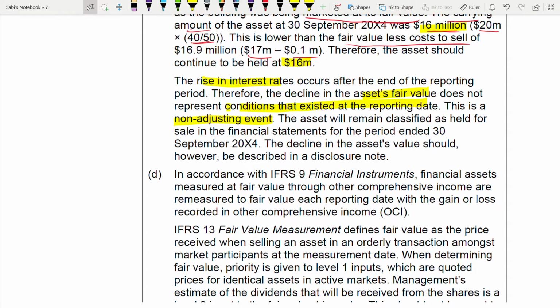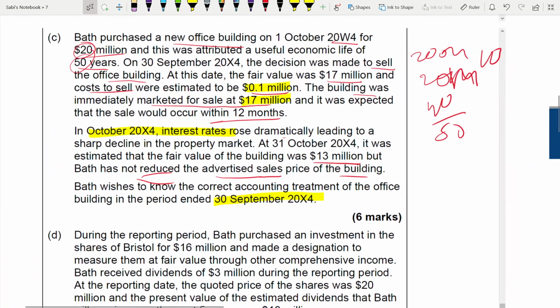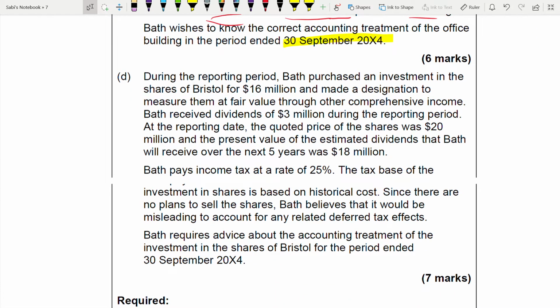So this asset will remain classified as held for sale only for the period ended 30th September 2004. So the decline in the asset's value, why the asset's value declined, you have to describe in the disclosure note. Okay, now we are coming to D, the last, for 7 marks. This is very important. You need to go a bit slow because it's IFRS 9. You cannot rush through.